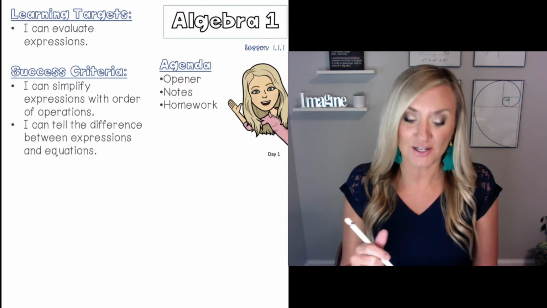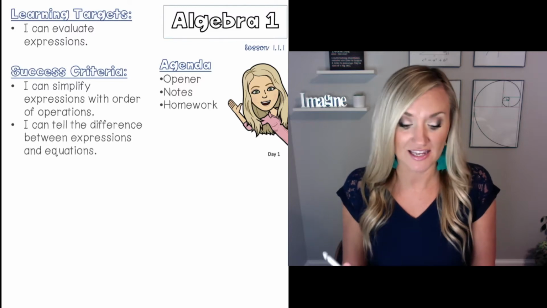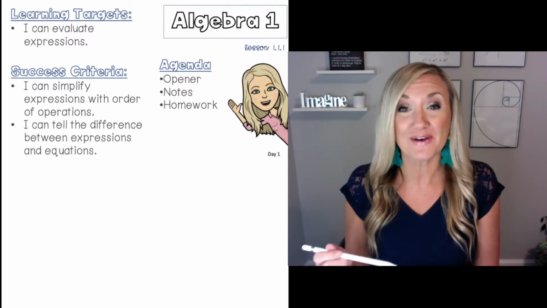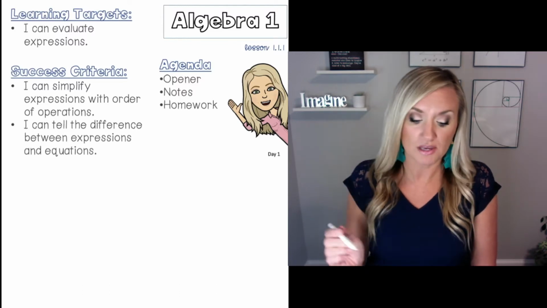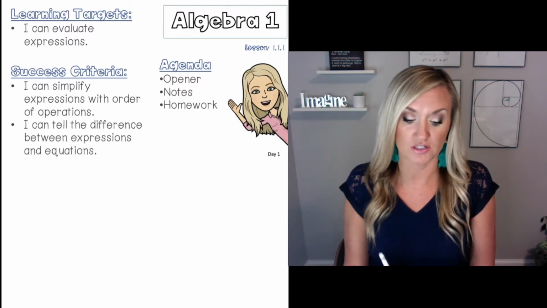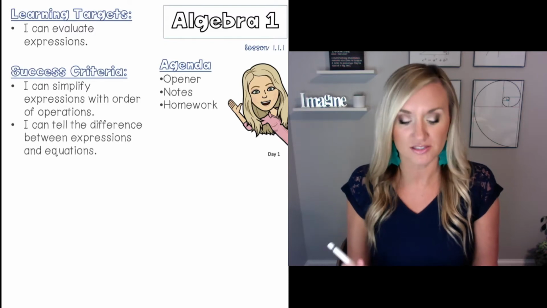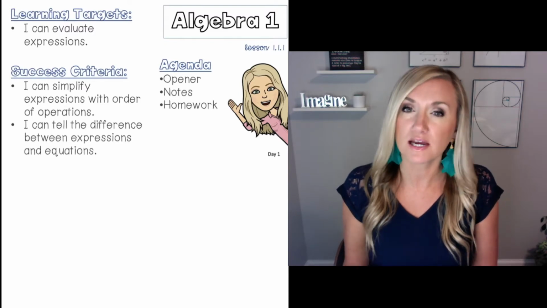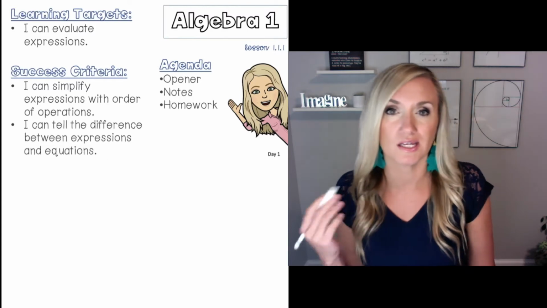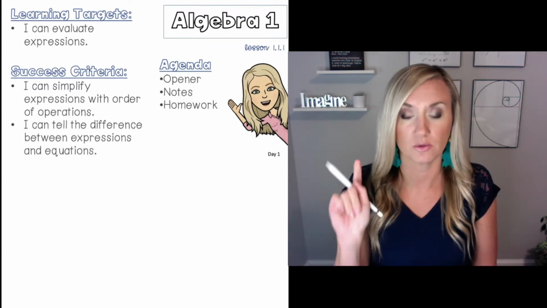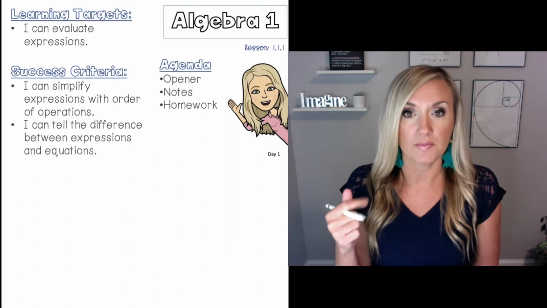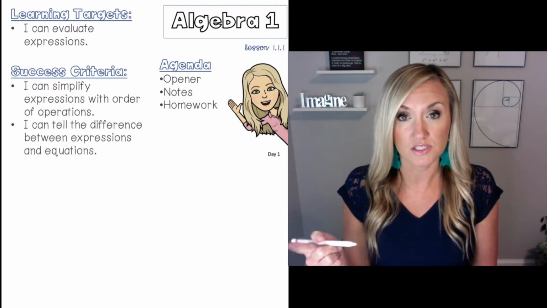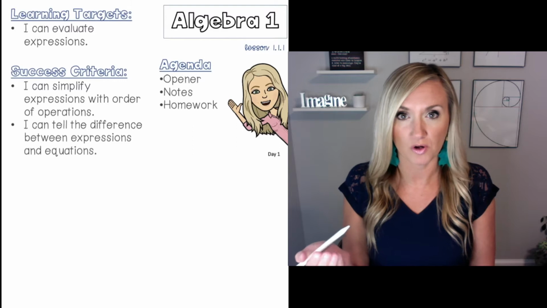And let's take a look at our learning target. Today, you are going to evaluate expressions. And then our success criteria: you should be able to simplify expressions with your order of operations. And then I want you to be able to tell the difference between an expression and an equation. Okay, so agenda, what are we doing? We're going to go through the opener. We're going to go through the notes, and then you will have a homework for today.